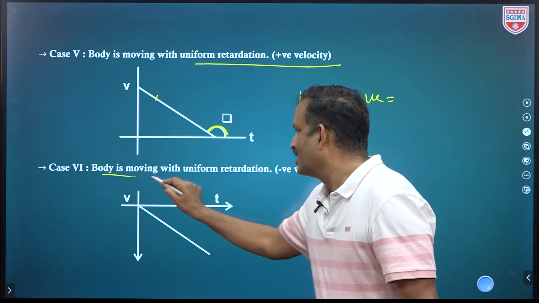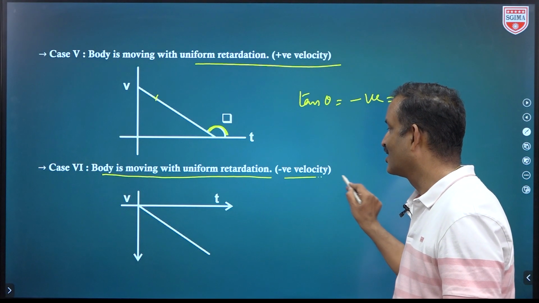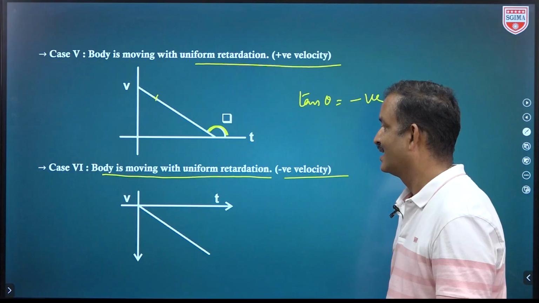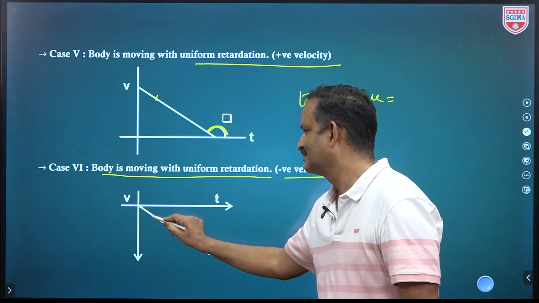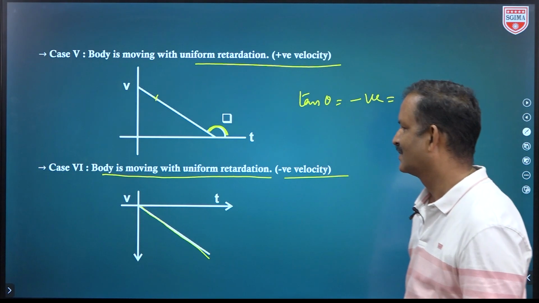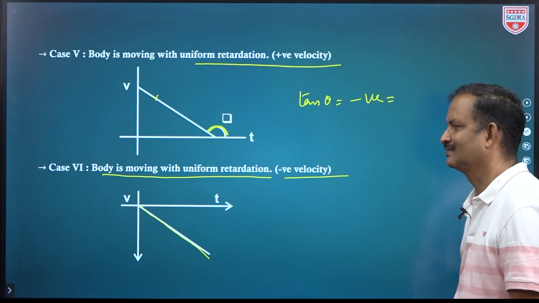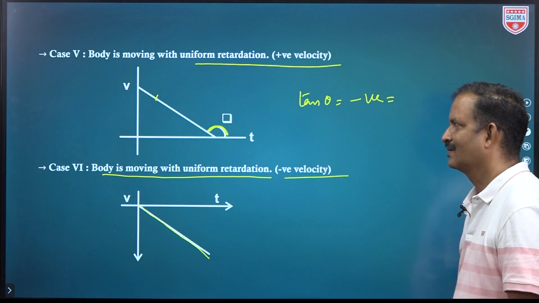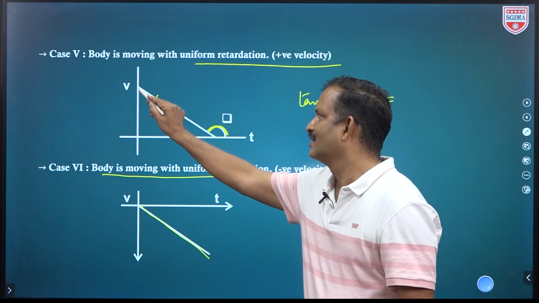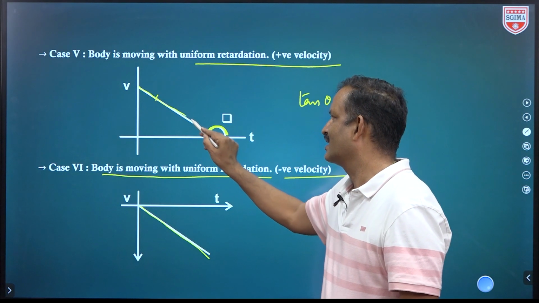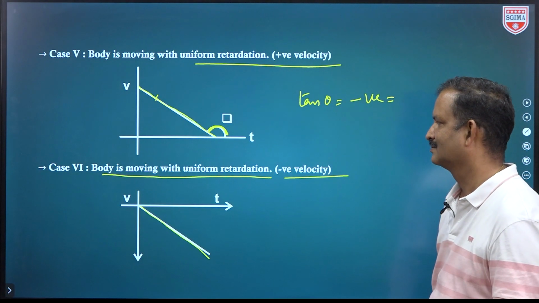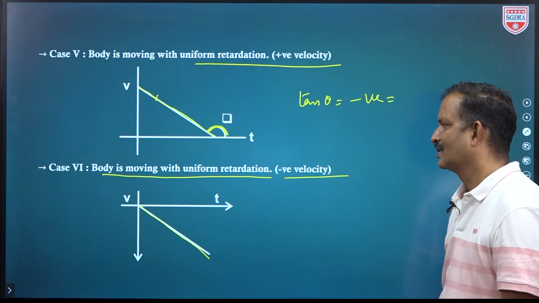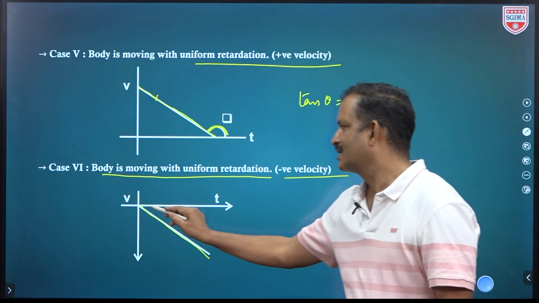The body is moving with uniform retardation but negative velocity. Velocity is negative, and here the velocity is gradually decreasing. A negative velocity.